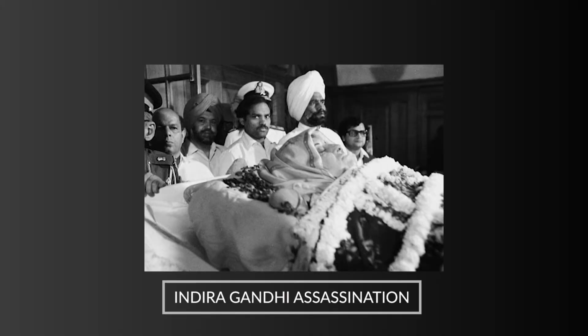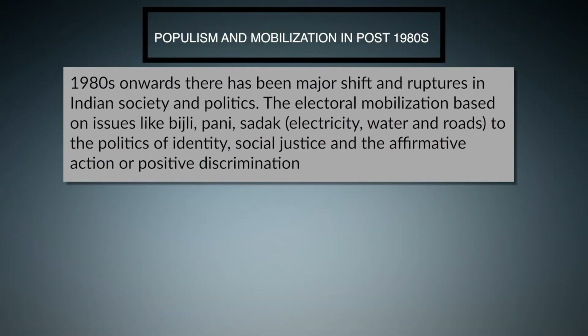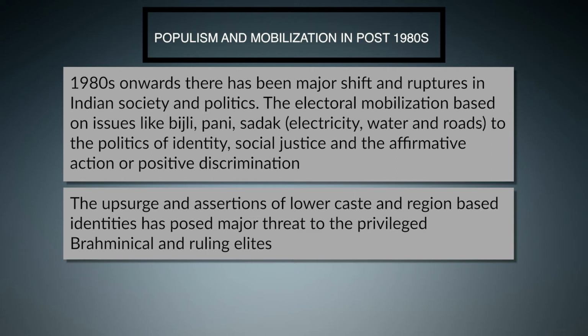We know populism and mobilizations in the post-80s, after the death of Indira Gandhi, another kind of populist politics emerged from the 1980s onwards. There have been major shifts and ruptures in Indian society and politics. The electoral mobilizations based on issues like Bijli Pani Sadak, electricity, water, roads, shifted to the politics of identity, social justice and affirmative action or positive discrimination, or the politics of reservations. The upsurge and assertions of lower caste and region-based identities have posed a major threat to the privileged Brahminical ruling elites. So now this is a churning in Indian politics.